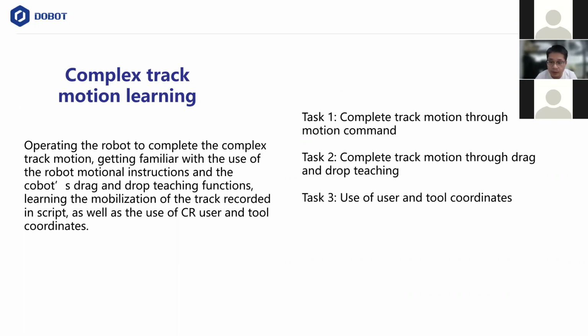In this part, we will learn how to operate the robot to complete the complex check motion. Get familiar with the use of the robot motion instructions, the robot struct and the job teaching point functions. Also, we will learn the mobilization of the check recorded in the script, as well as the use of the CR, user, and tool coordinates. And this part includes three tasks.